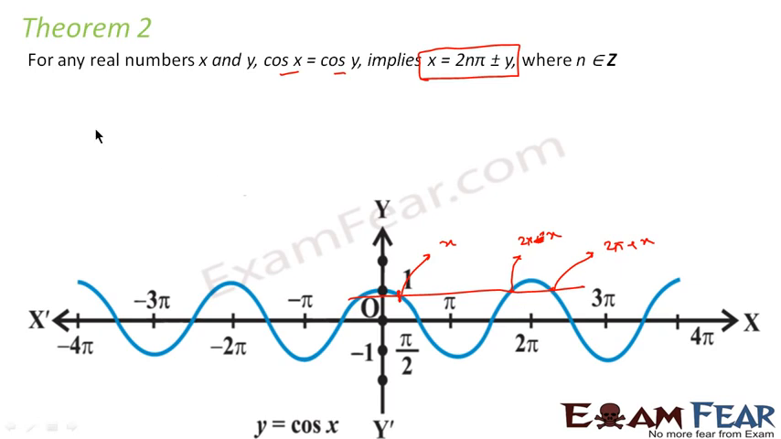So we have seen that x, 2 pi plus x or 2 pi minus x will all give you the same value for cos.